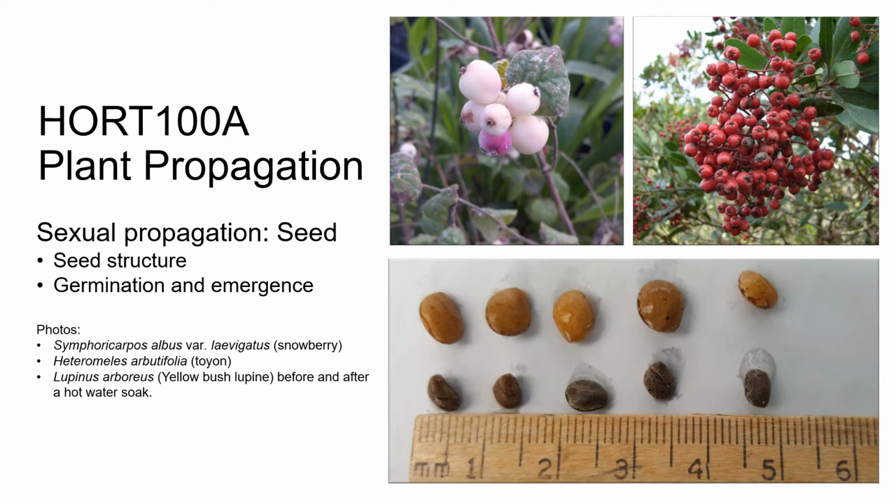In this module, we're going to look at propagation from seed. The module is divided into two units, and this first one is going to look at seed structure and define some terminology. The second unit looks at the factors influencing germination and steps that we can take to optimize germination success.